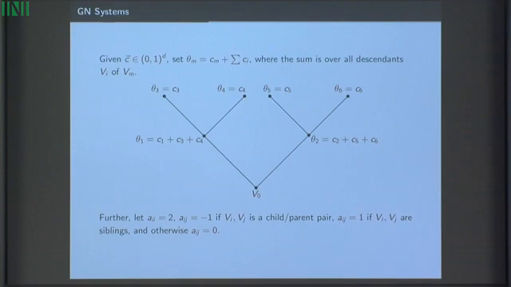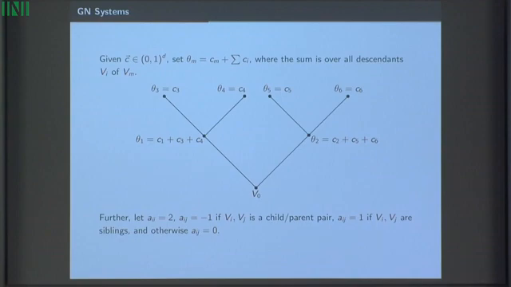And the matrix of interaction is the following one. On the diagonal, you put 2. If vertices are siblings, you put 1. If they're connected as a child-parent pair, they're connected by nature, you put -1, and otherwise you take zeros.